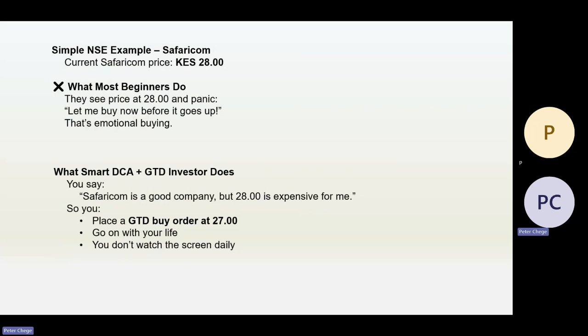Then you also check the next strongest bid. Where is it? Is it at the top, at the highest bid, or lower? If it is lower, then that tells you that price will go down, because more people are willing to sell than buy. So you place your order down at 27, give it some days. You don't watch the screen daily. You continue with your work, and when prices come down, you hit your price.